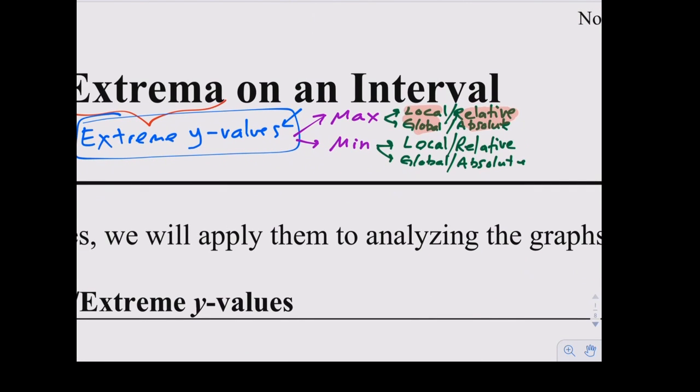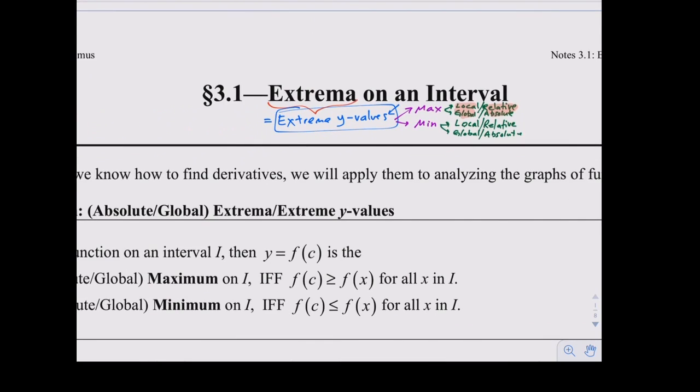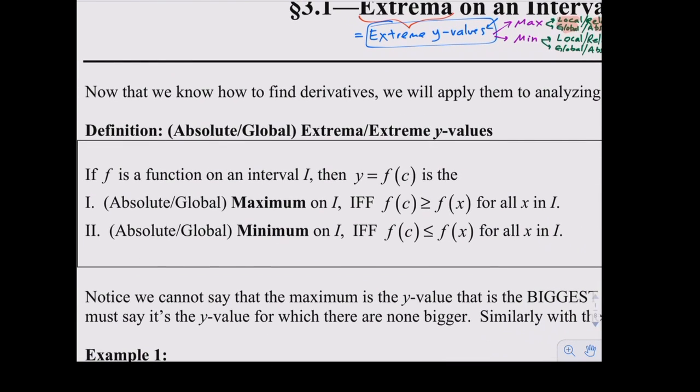So we need to talk about not just what these are, but how they relate to calculus and how we can find them without a calculator. All right, so let's go ahead and define the first type we're going to look at. We're going to look at the absolute extreme values and the global extreme values.